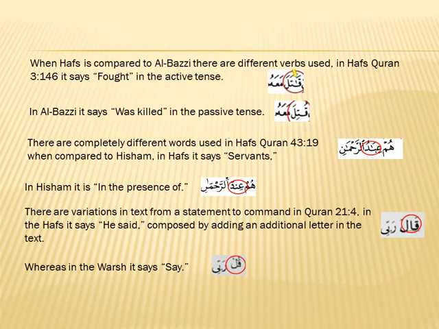There are completely different words used in Hafs Quran 43:19 when compared to Hisham. In Hafs it says servants, ibad. In Hisham it is in the presence of, inda. There are variations in text from a statement to command in Quran 21:4. In the Hafs it says, he said, qala, composed by adding an additional letter in the text, whereas in the Warsh it says, qul, say.